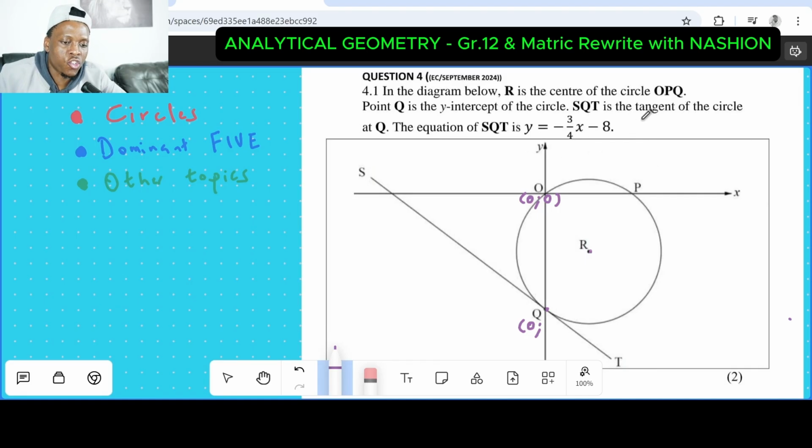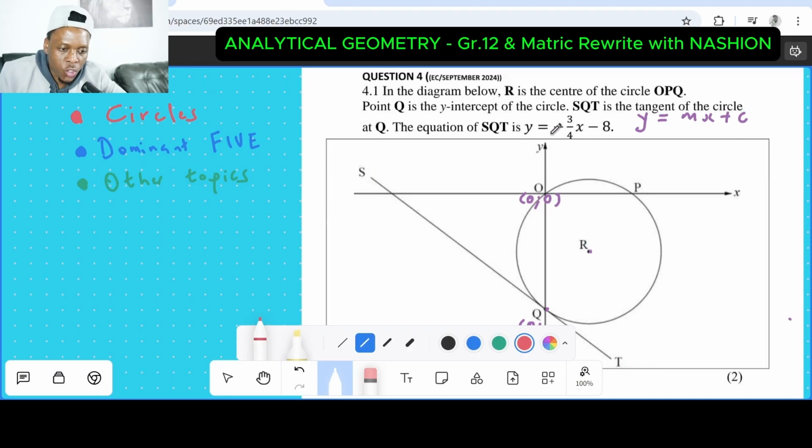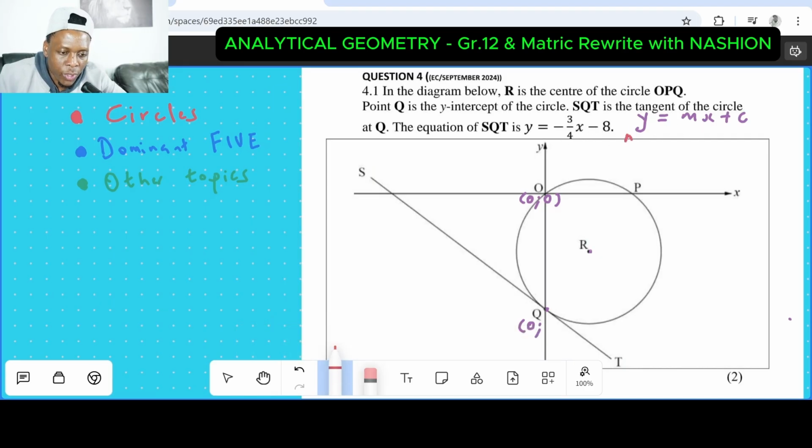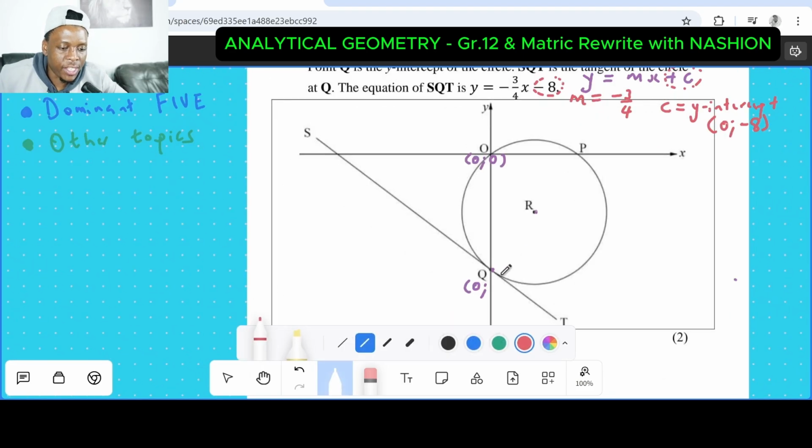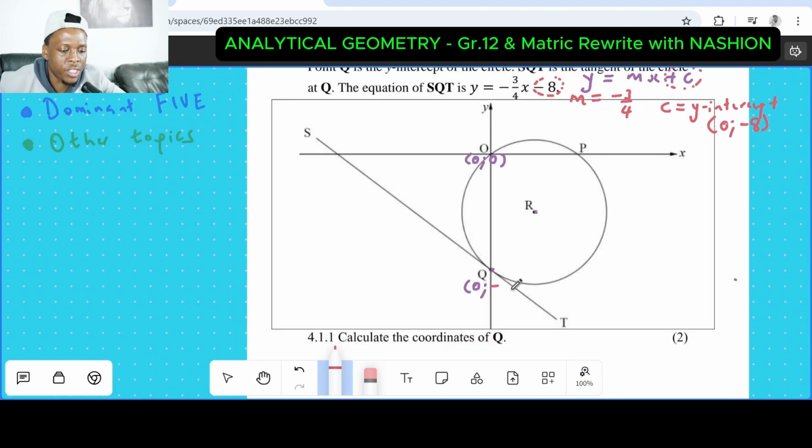The equation of a straight line is in the general form y is mx plus c, where m is the gradient. So in this case, we have y is negative 3 over 4 x minus 8. And from that, we can take the gradient, negative 3 over 4, and c, the y-intercept. So right here in the diagram, the coordinates of Q will be 0, negative 8. Remember the gradient is negative 3 over 4.